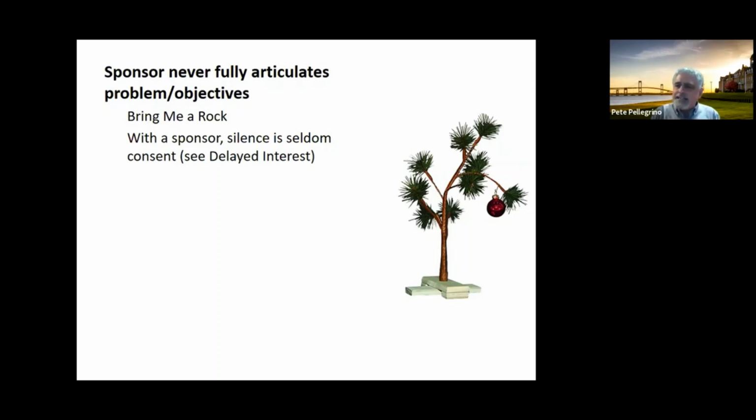And again, silence from the sponsor should not be construed as consent. You send something that says, if we don't hear back, we'll assume that this is okay. And you don't hear back. It's not because they're saying, yeah, it was fine, we don't need to communicate with them. It's probably because they're ignoring you. And the reason they're ignoring you is what we call delayed interest. And you'll see this in a second.